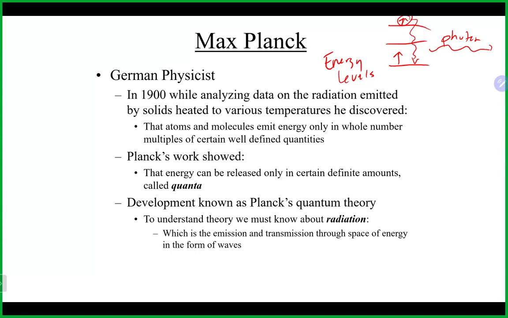So Planck came up with this idea. What he noticed was he heated a lot of solids and saw that atoms and molecules emit energy in whole number multiples. He referred to that as a quanta of energy. And a quanta of energy, for our purposes here, is the amount of energy required for an electron to transition from one energy level to the next.